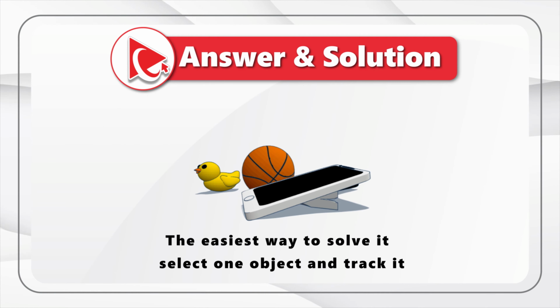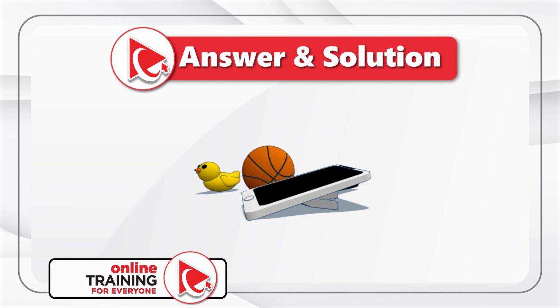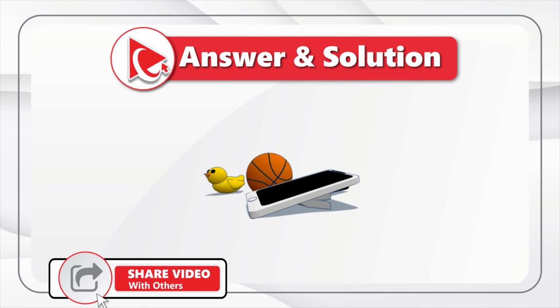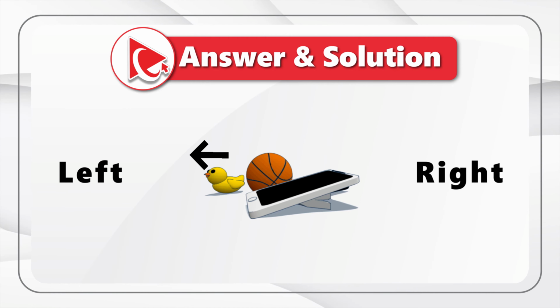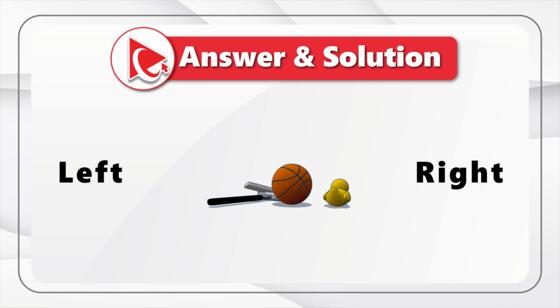And the easiest way to solve this challenge is to select one object and track it on the opposite side. I selected a duck, but you can as well select a hammer or a smartphone. It is a little bit harder with the ball because it's in the middle and it's a symmetrical object. So let's go back to the duck. If you look at the original image, you see that the duck is looking to the left, and it is on the left side of the ball. Which means that if we look from the opposite side, the duck will be looking to the right and would be on the right side of the ball.